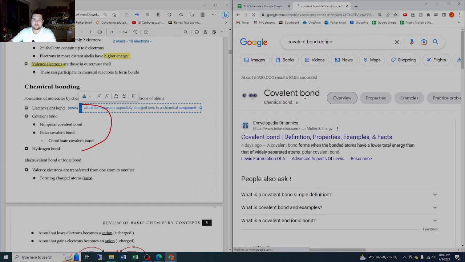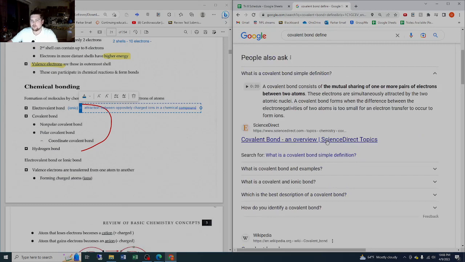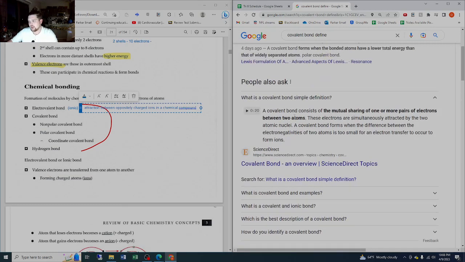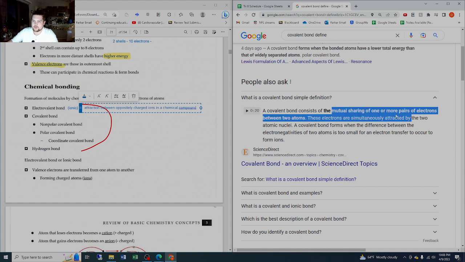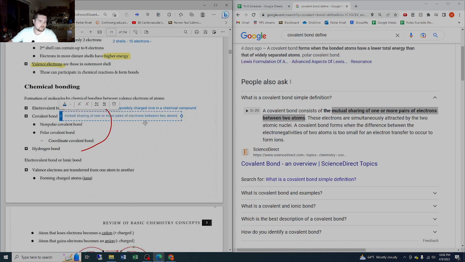Covalent bond. You're going to see that this is going to be really repetitive doing this for a while, but trust me, it works. It helps so much. A covalent bond consists of the mutual sharing of one or more pairs of electrons between two atoms. And then we get into nonpolar versus polar. You can look those up on your own, as well as hydrogen bonds. Hydrogen bonds, a little self-explanatory, it is between hydrogen atoms. Okay.